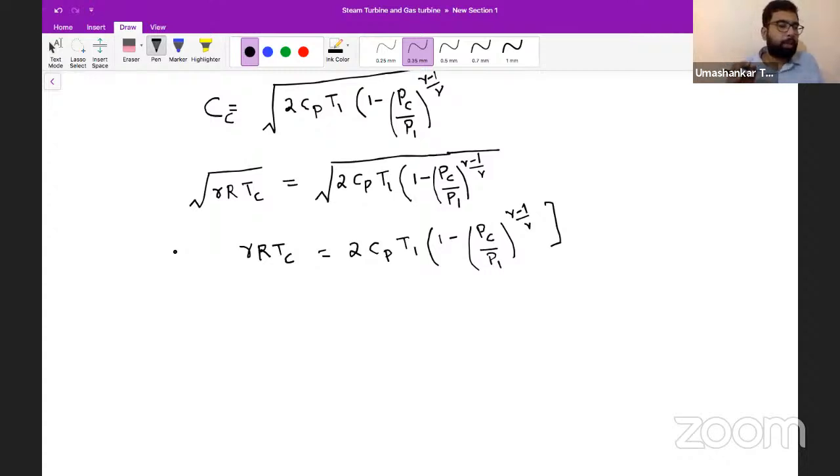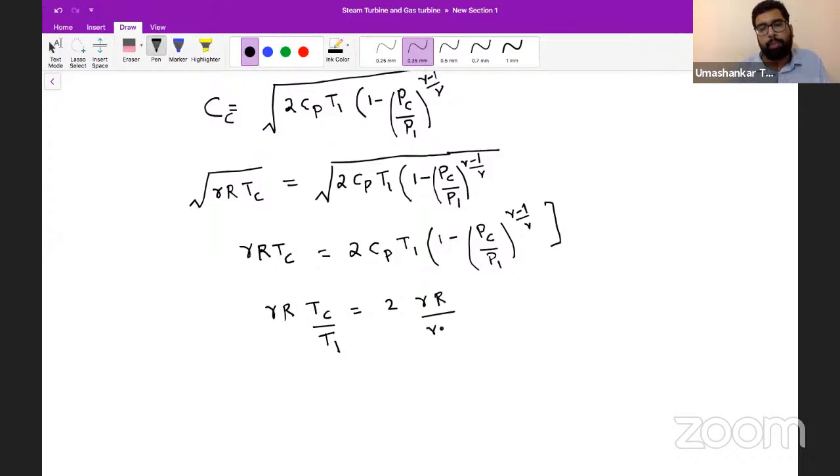Either I can change it to critical pressure terms, or I can change it to critical temperature terms. It doesn't matter. So what I am going to do is convert temperature into pressure, and find the value of critical pressure.